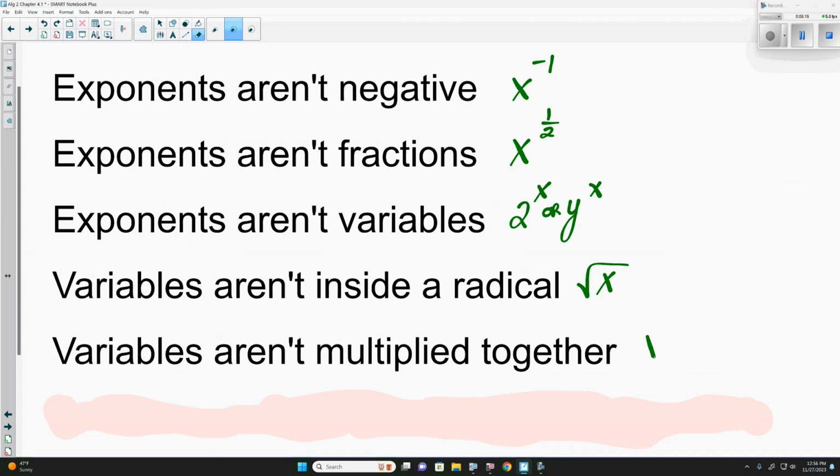Variables aren't multiplied together. X times y. We can't have two different variables being multiplied together. Because x squared, x times x is fine. But if we have two different variables being multiplied together, it doesn't work.